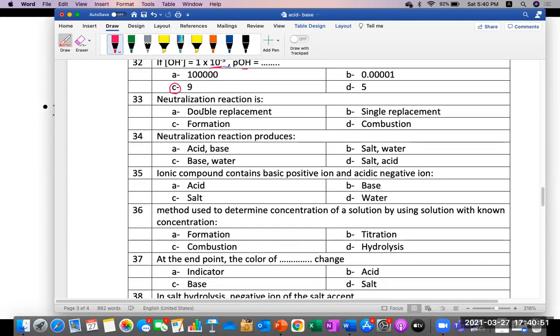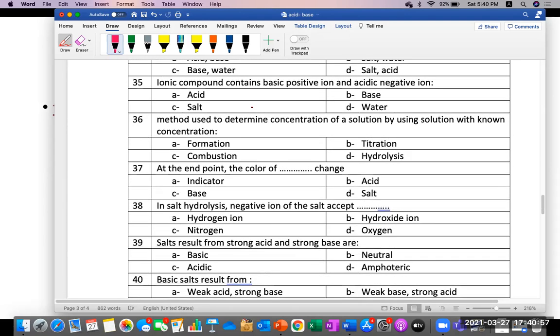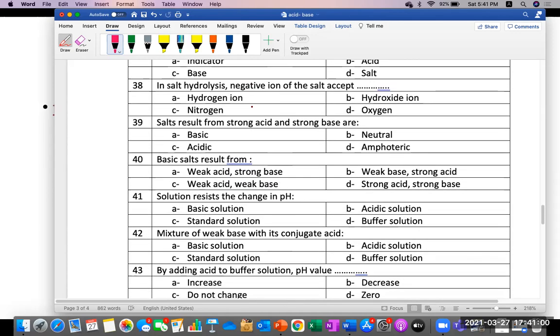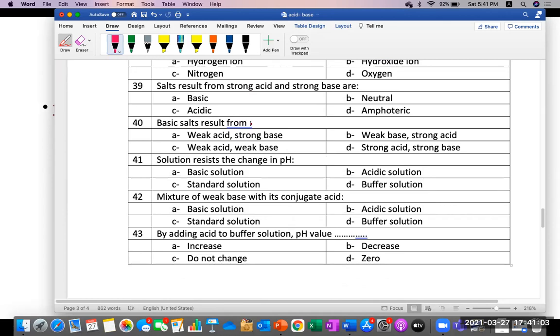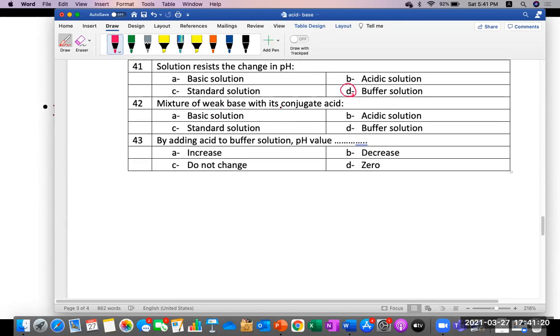A neutralization reaction is a double replacement. It's a reaction between an acid and a base, and it's a double replacement reaction. A basic salt results from a strong base and a weak acid, so it will be B. A solution that resists the change in the pH is a buffer solution. A mixture of a weak base and its conjugate acid is a buffer solution. By adding acid or base to the buffer solution, the pH value will not change. Okay, so this is the end.